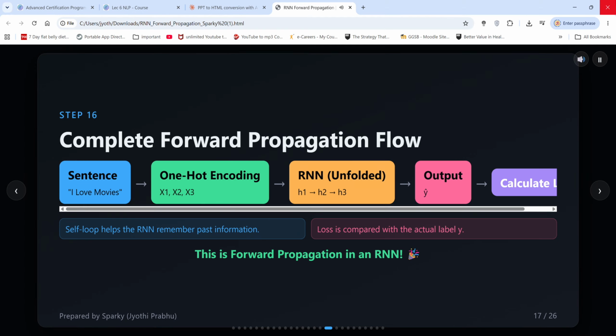Let's put it all together. Our sentence, I love movies, gets converted using one hot encoding into X1, X2, X3. The unfolded RNN computes H1, then H2, then H3. The self loop helps the RNN remember past information at every step. The final hidden state produces the output, Y hat. We then calculate the loss and compare it with the actual label. This entire chain is called forward propagation in an RNN.